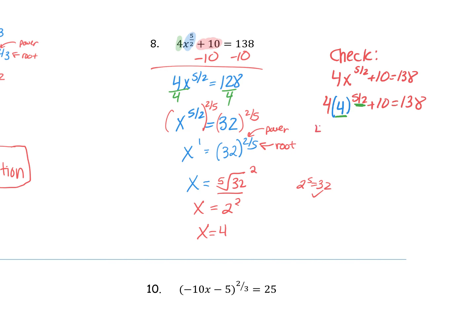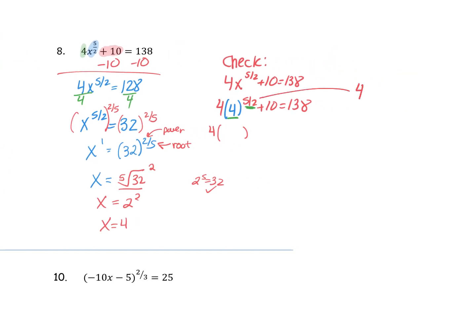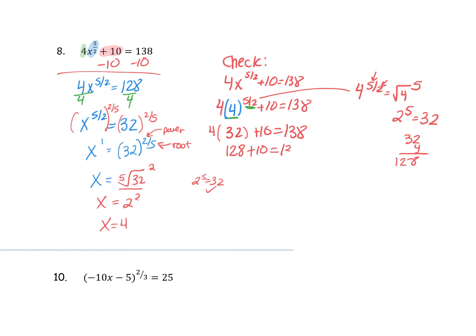So I'm going to have 4 times, well, let's do this on the side. 4 to the 5 halves power is the same as the square root of 4 to the 5th power. So the bottom is the root type, the top number is the power. So the square root of 4 is 2, 2 to the 5th power is 32. So I'm going to have 4 times 32 plus 10 equals 138. 4 times 32 is 128. So I have 128 plus 10 equals 138. Well, that's true. So 4 is my solution.